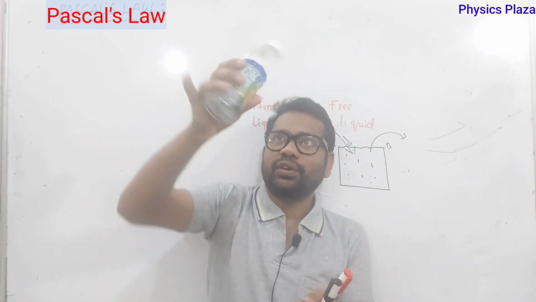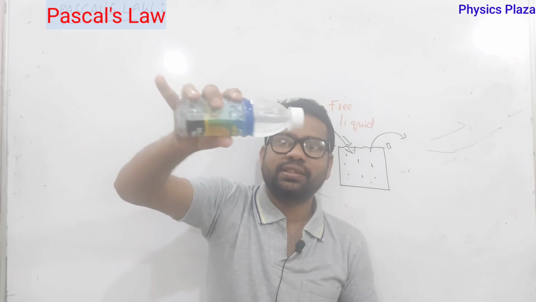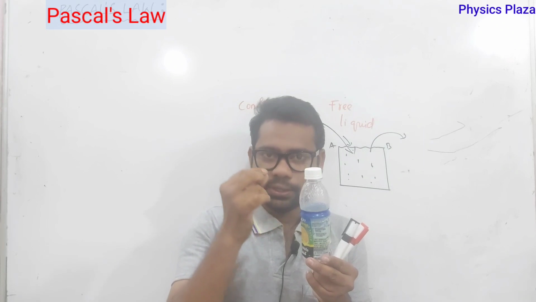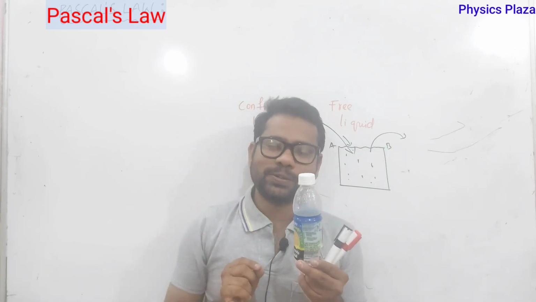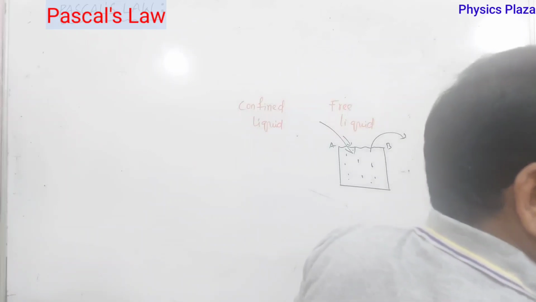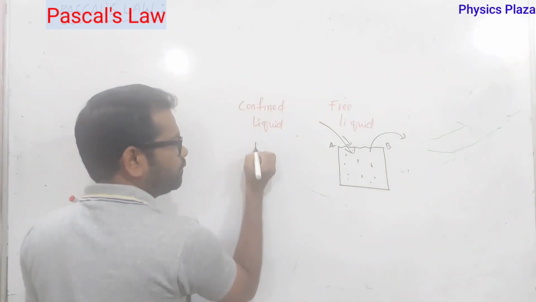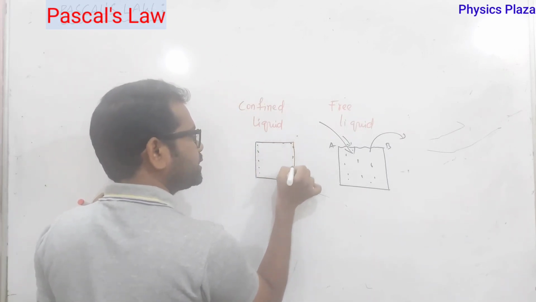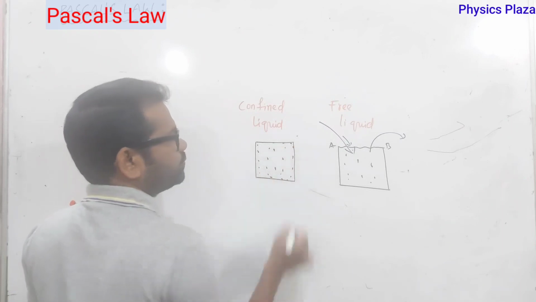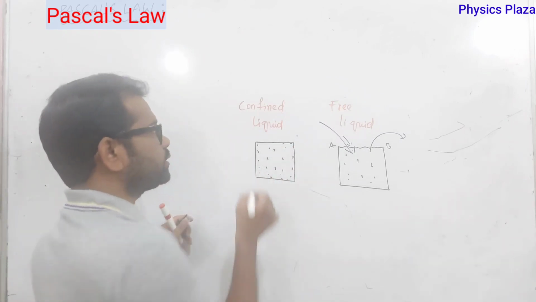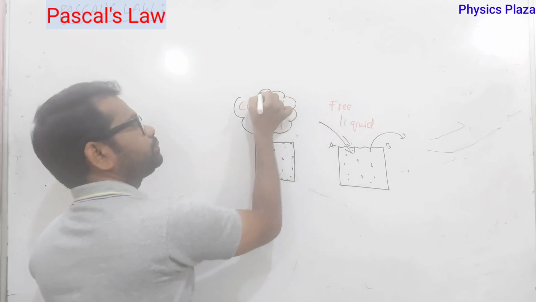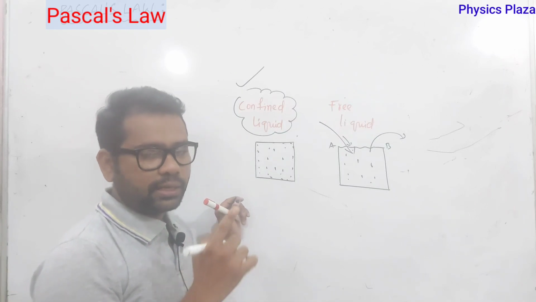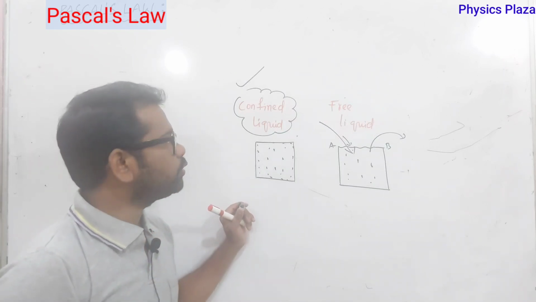Why? Still here it is flowing. Look here, it is nicely flowing. So it should not be like this. If this bottle is completely filled, so that you cannot add even one drop of water, then we can say that is a confined liquid. Completely closed from all sides, no chance of escaping. That is actually a confined liquid. We will take confined liquid only, because Pascal's law is discussed for confined liquid. That's the first point to understand.